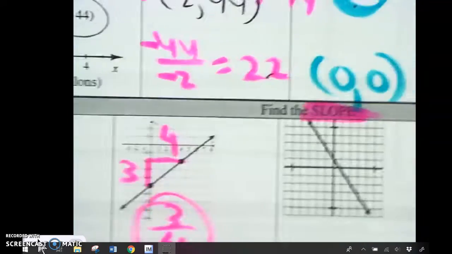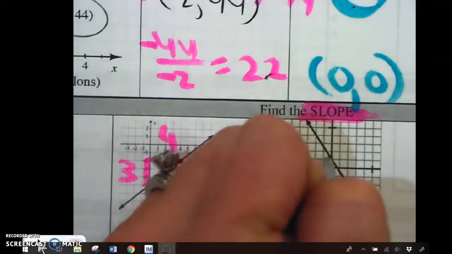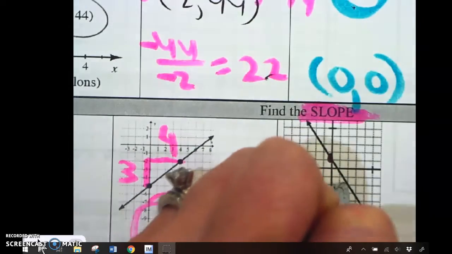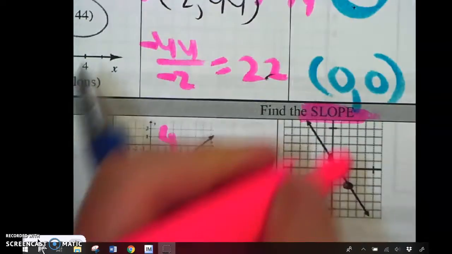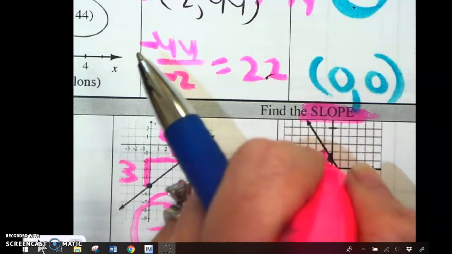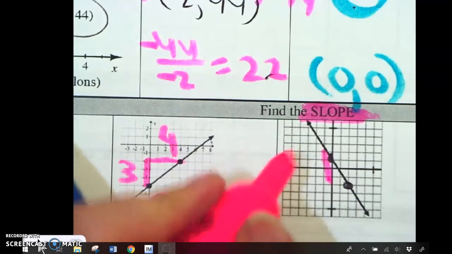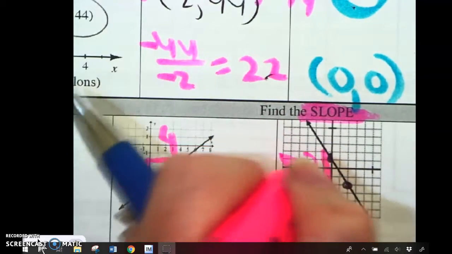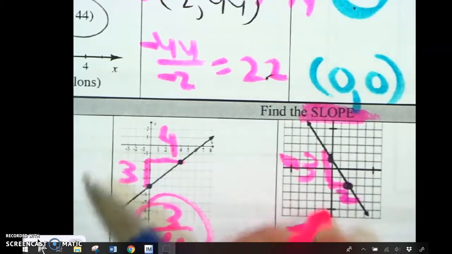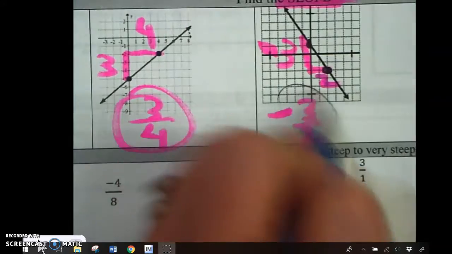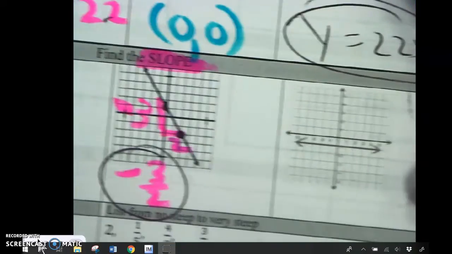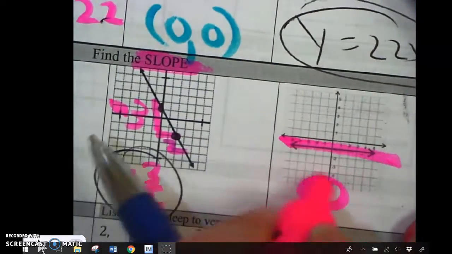All done. Let's see. Crisscross. 1, 2, 3. Did that right? Yeah. But it's negative, so negative 3. 1, 2. Negative 3 over 2. Sorry about that. I did it again. And this one, well, it's just straight across, so it's 0.